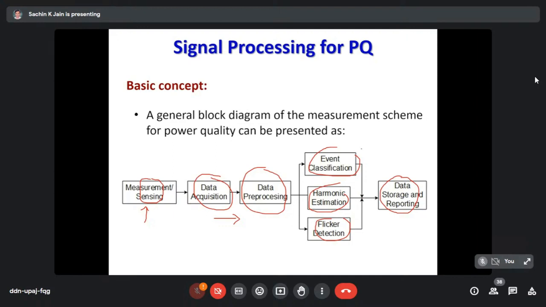So this is a basic block diagram. Now, how to do event classification, harmonic estimation and flicker, everything is not possible to discuss here. We have discussed a little bit about the concepts in the previous session. Today, I will give a brief overview about these things and I will focus on some of the applications on harmonic estimation, right?